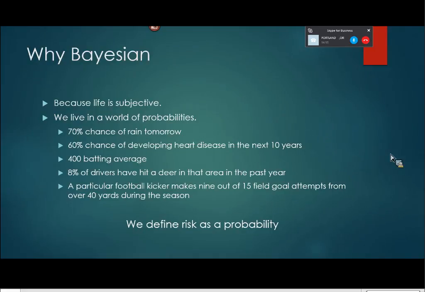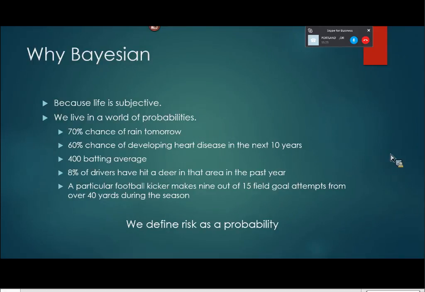The reason I like Bayesian is because everything we do in life is subjective. We live in a life of probabilities. There is a 70% chance of rain today, and it rained all day. So obviously they were right. And we always want to question, what does 70% chance really mean? We talk about a 6% chance of developing heart disease based upon your conditions, or a person has a .400 batting average. What does that mean? 8% of the drivers hit a deer in that particular area. What does that mean? And so how do we handle probability?